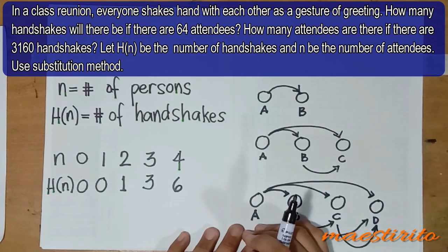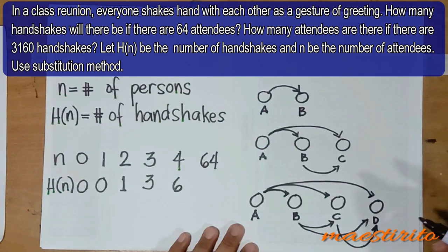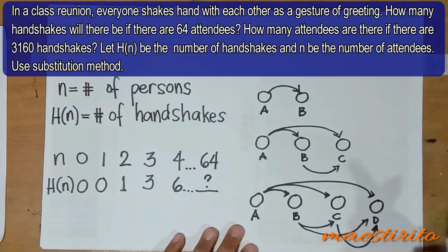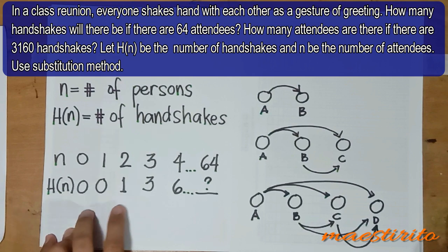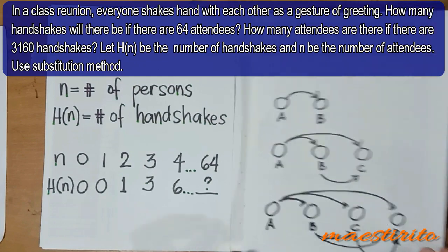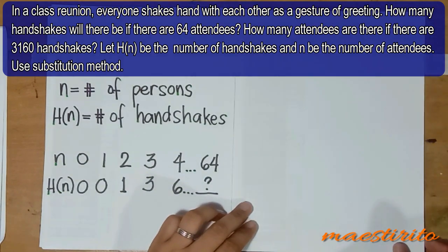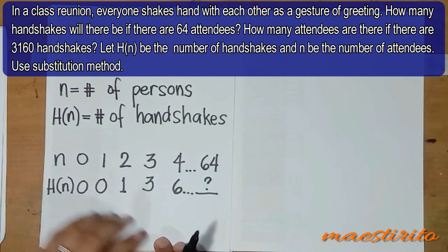Okay? So from the question, how about if there are 64 attendees? How many handshakes will there be? So to answer this question, a method that I have already introduced to you before was to find a pattern or a model for this problem. Okay, can I put this aside now, the illustration? So what should we do before finding the pattern? We have to get first the first differences of the dependent variable or the independent variable.